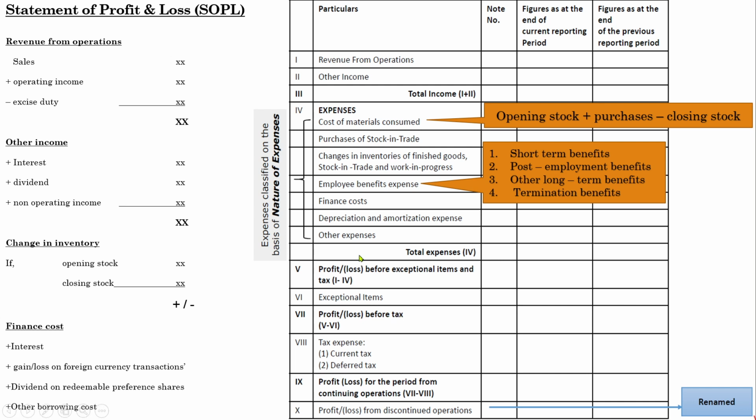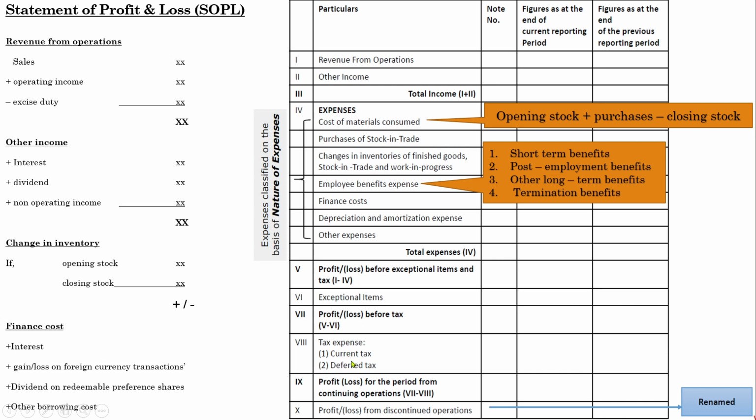Next one, other expenses. It includes all those items that cannot be considered under any of the previous heads. Examples are consumption of stores and spare parts, power and fuel, rent, amount paid for telephone charges, repairs, insurance, rates and taxes. Tax here means not considering the income tax.